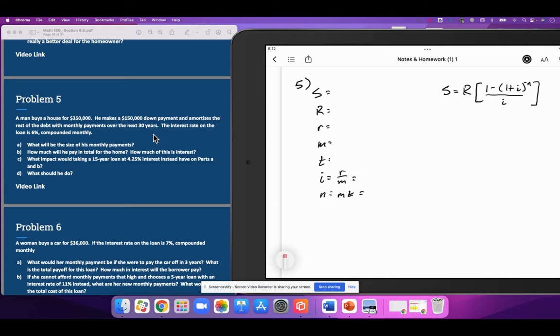The interest rate on the loan is 6% compounded monthly. What will be the size of his monthly payments? How much will he pay in total for the home? And how much of this is in interest?